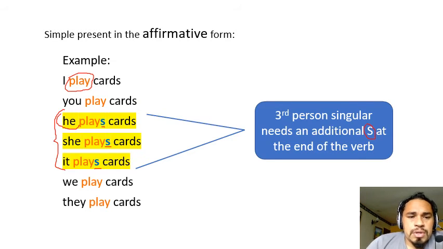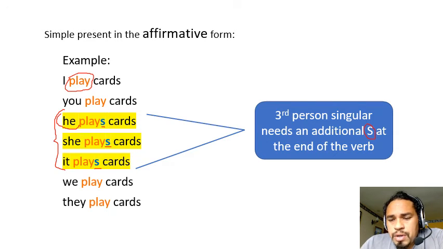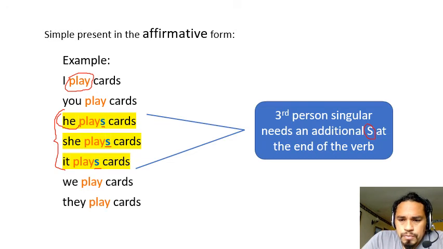De resto, como pueden observar, you can repeat after me. There's no S. I play cards. You play cards. He plays cards. She plays cards. It plays cards. We play cards. They play cards. Okay? So remember, all verbs in the third person singular need an S. All the rest of the forms don't need it.